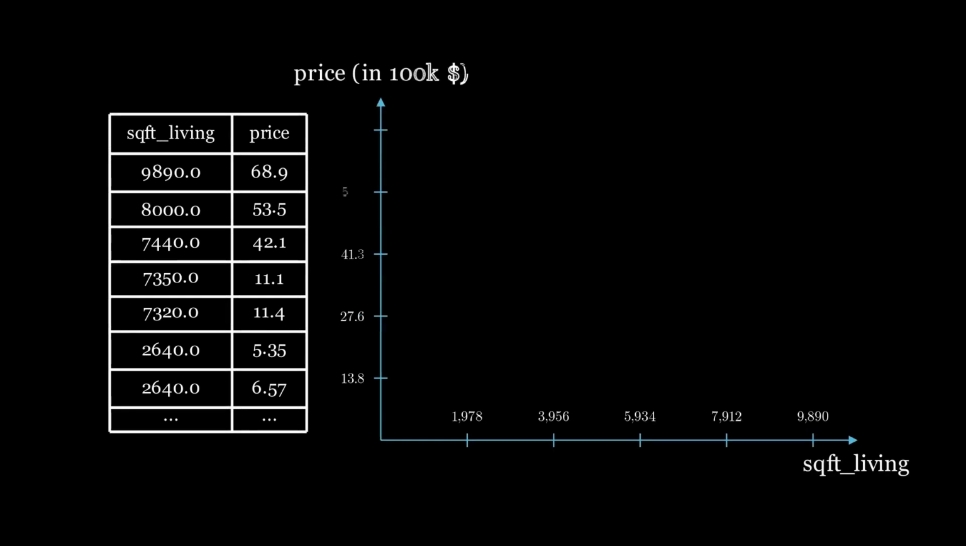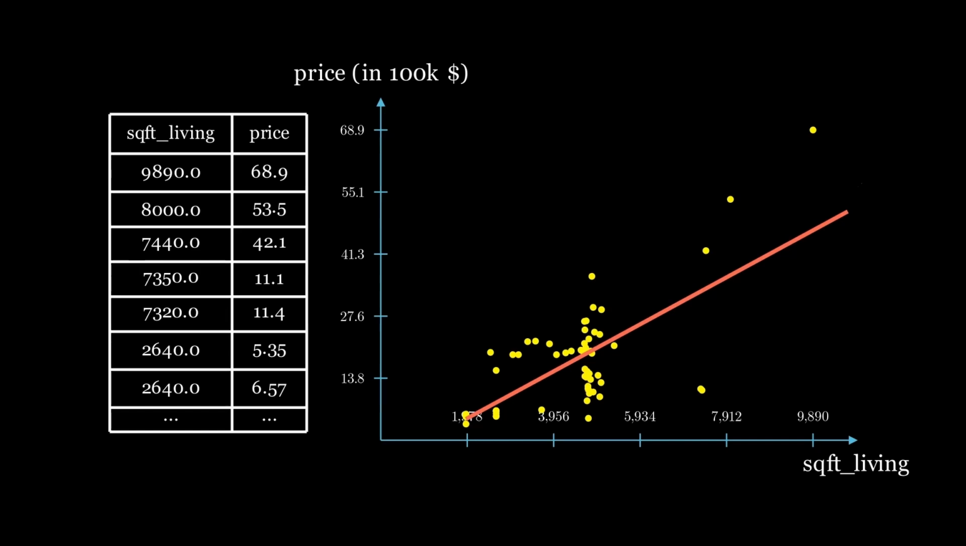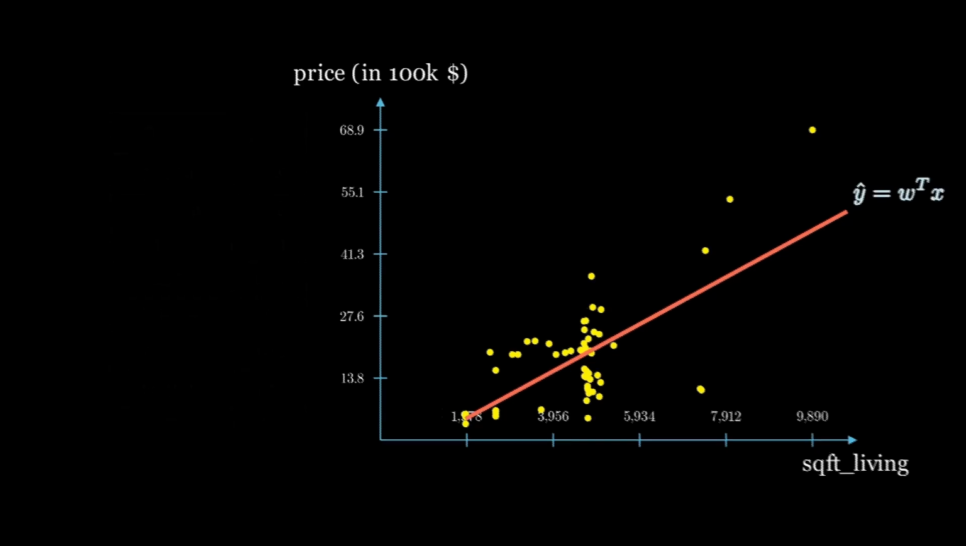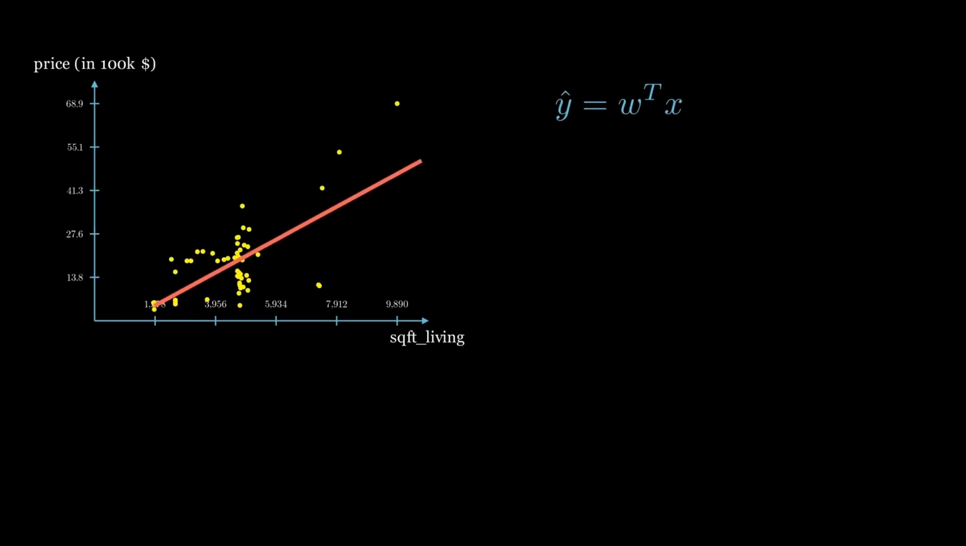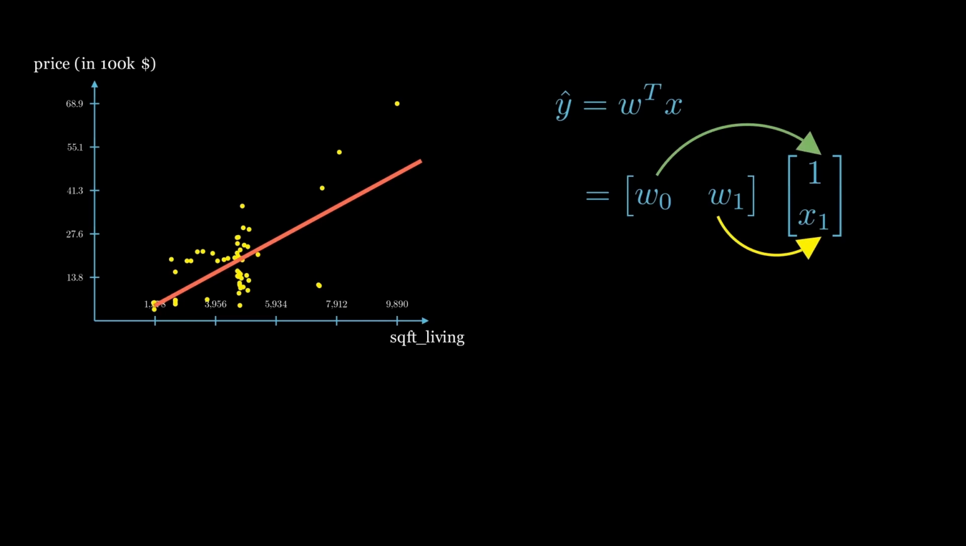Let's look at the simplest example, a case with only one independent variable. It's the relationship between the size of a house and its price. The prediction line is written as y hat equals W transpose times x. Here, W is a column vector made up of two components. If we expand this vector expression, we get y hat equals W0 plus W1 times x1.